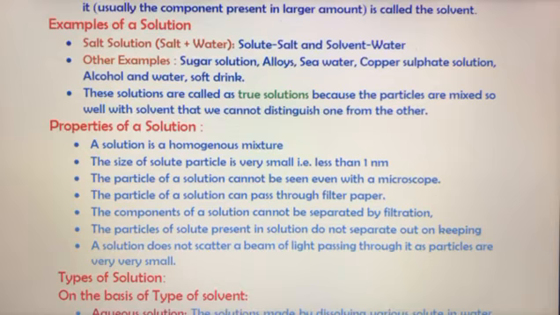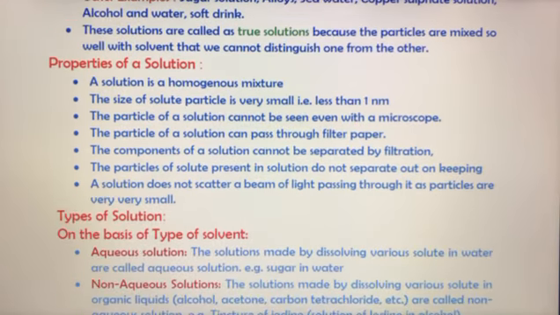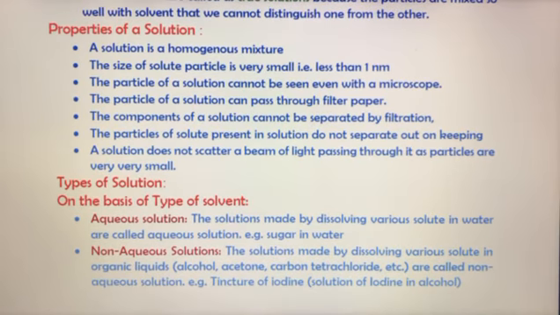On the basis of whatever we have studied, we have to discuss the properties of a solution. The following are the properties of a solution. First, a solution is a homogeneous mixture. Homogeneous we have already described: homo means same and genus means concentration. So a solution which has a uniform concentration throughout is considered a homogeneous mixture.